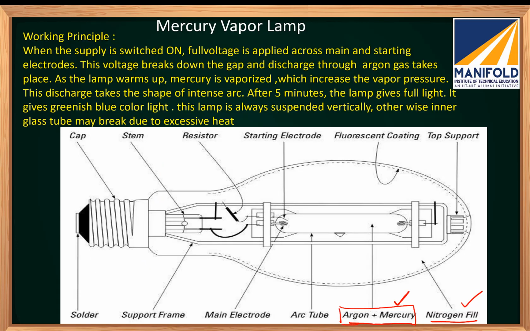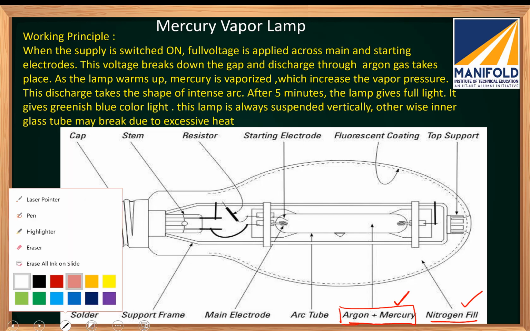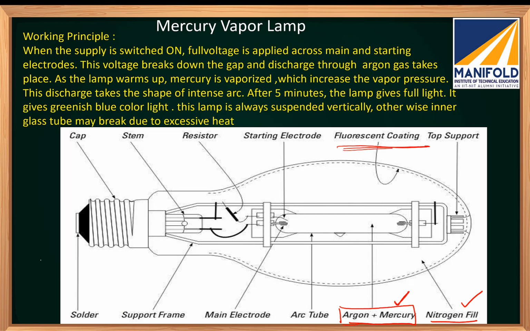On the mercury lamps, a phosphorus coating will be there. A fluorescent or phosphorus coating would be there on the surface of the lamp. So even the HPMV lamp appears white in color.